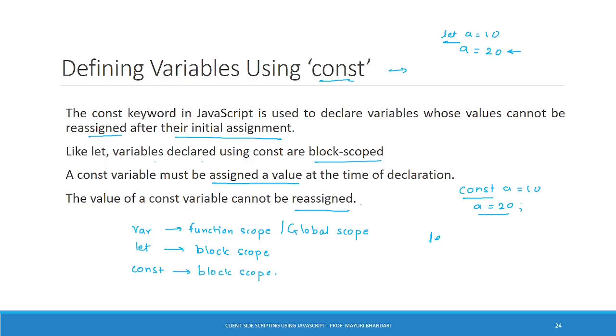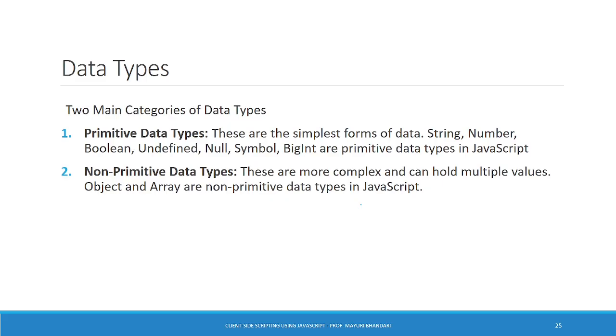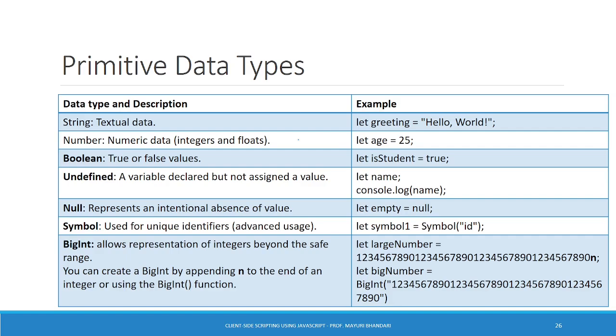Let us move to the next point, data types. So there are two main categories of data types, primitive data type and non-primitive data type. Primitive data types are simplest forms like number, boolean, and non-primitive data types are complex like object, array. Let us go through them. These all are primitive data types in JavaScript.